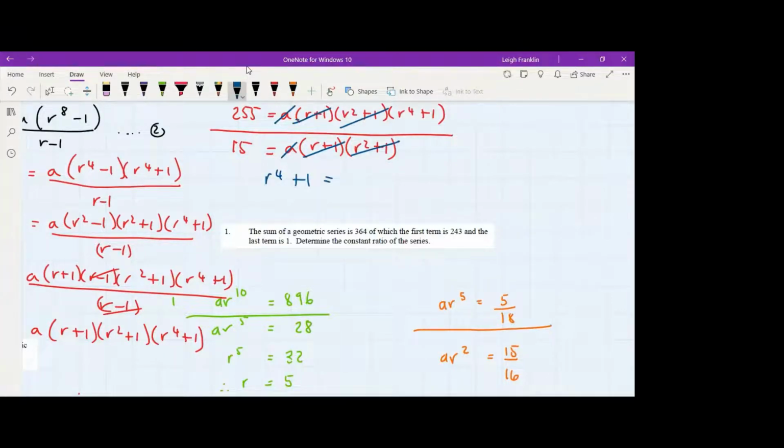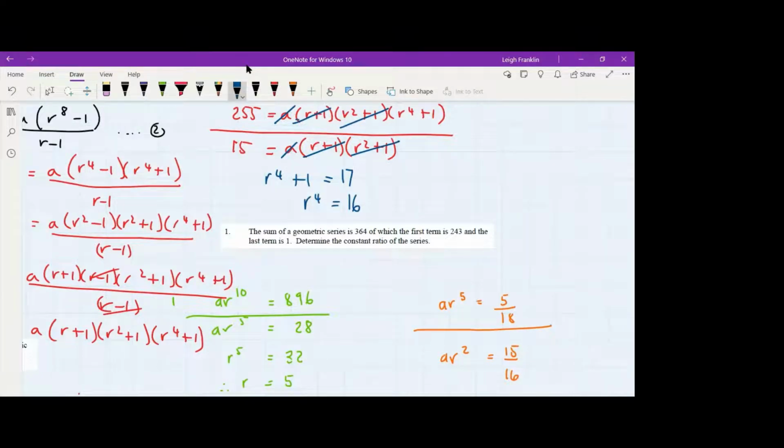divided by 15. So 255 divided by 15 is going to leave us with 17 in this case. All right, so that means that r to the power of 4, take the 1 over to the other side, is 16.